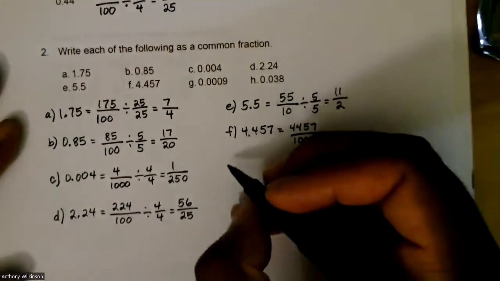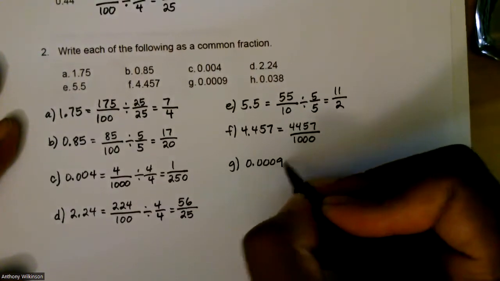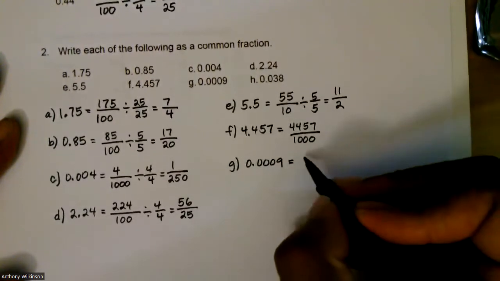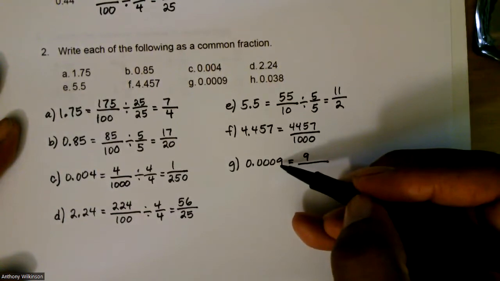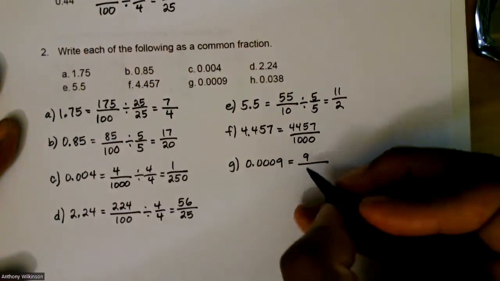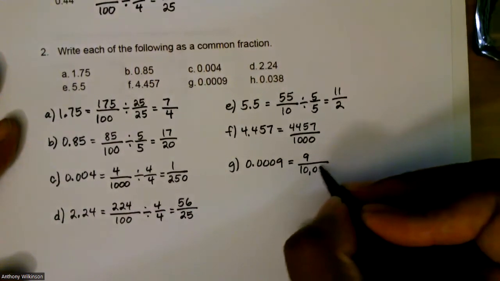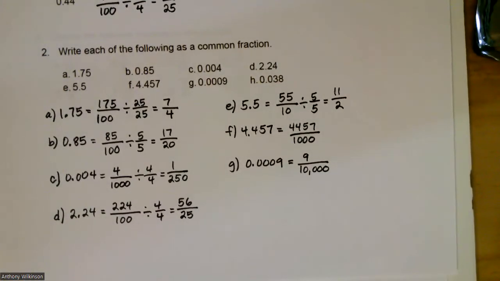Okay, part G, 0.0009. The only digit we see is a 9, so the 9 goes in the numerator. Notice the 9 is the fourth digit after the decimal point. So we got tenths, hundreds, thousands, 10,000s. So 10,000 will be in the denominator. And that's as far as we're going to be able to reduce that. So 0.0009 would be 9 over 10,000.